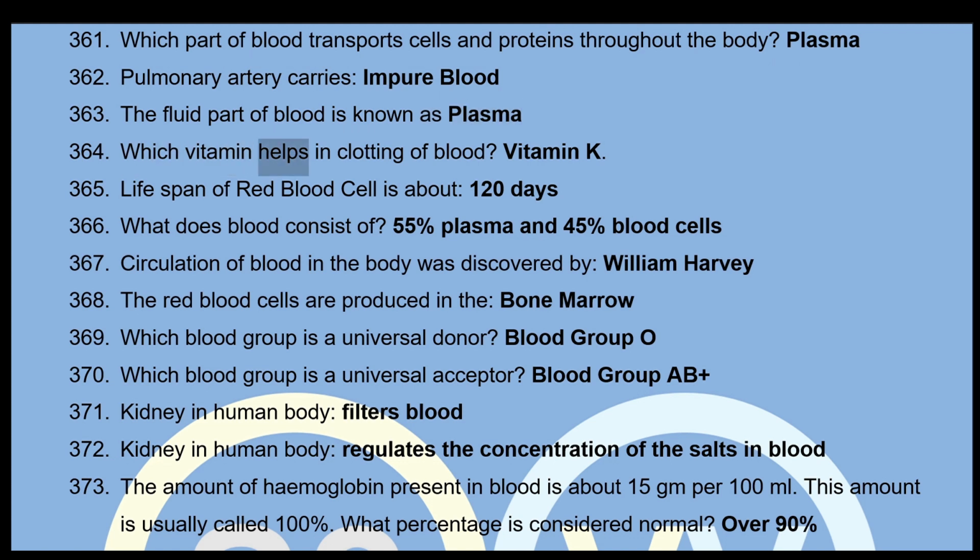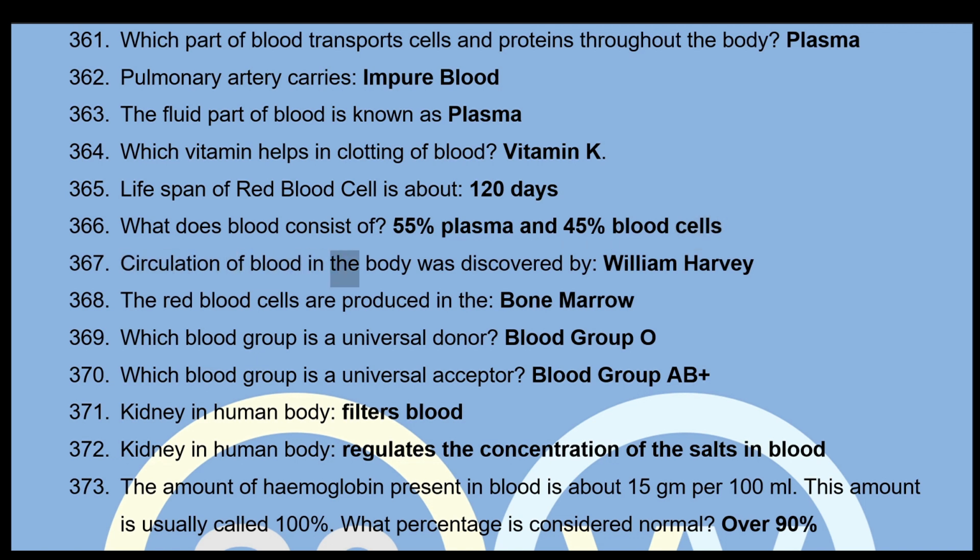Which vitamin helps in clotting of blood? Vitamin K. Lifespan of red blood cell is about 120 days. What does blood consist of? 55% plasma and 45% blood cells.